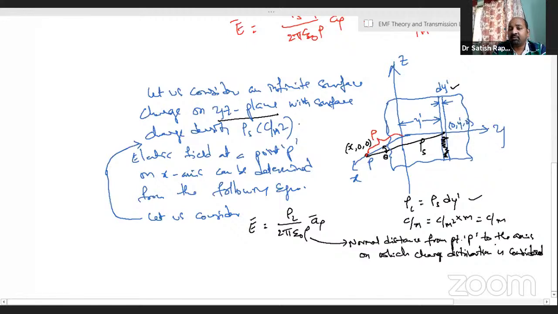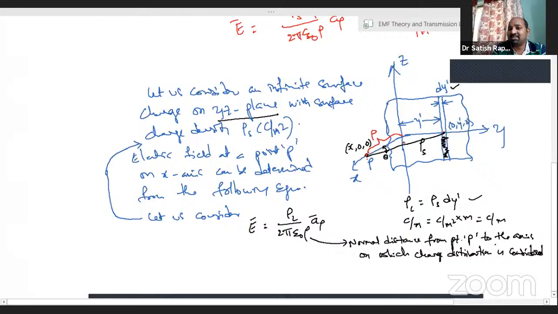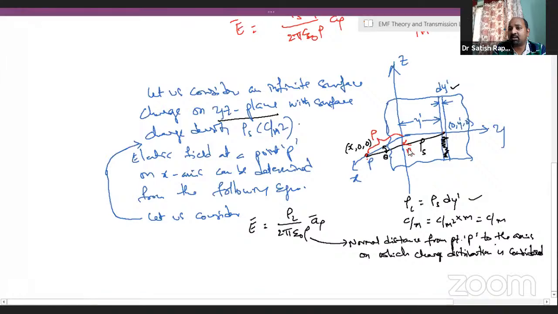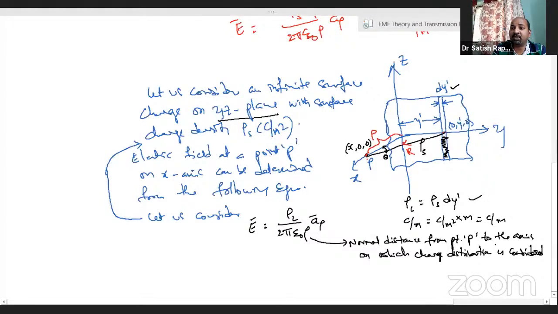And we have joined a line from point P to the width strip, and this distance is nothing but r. This distance, from point P to the width strip, is r.